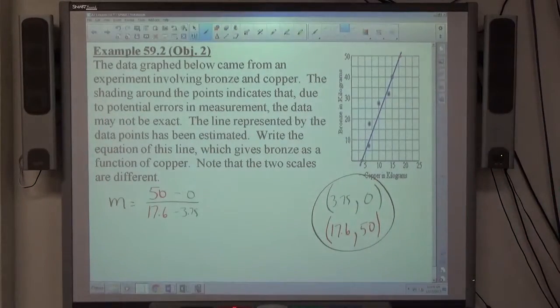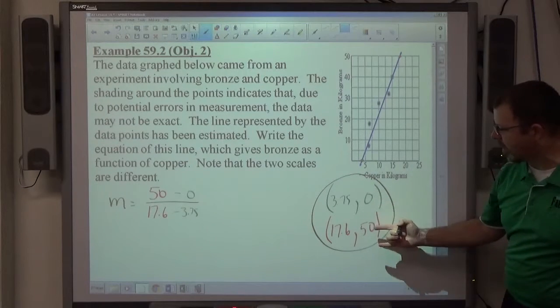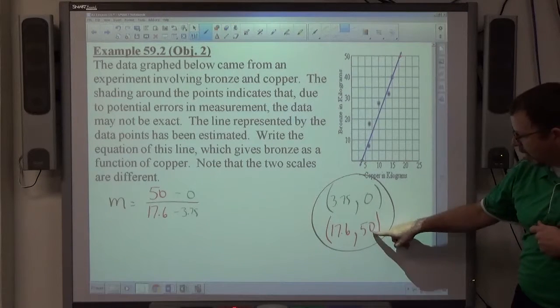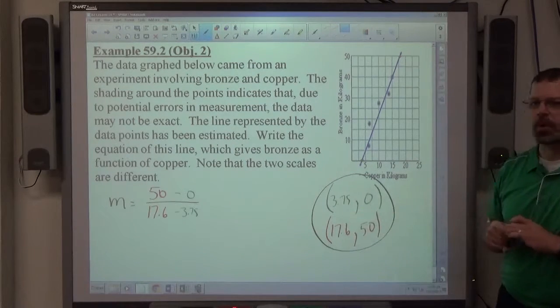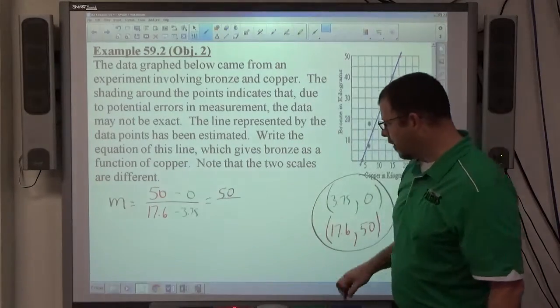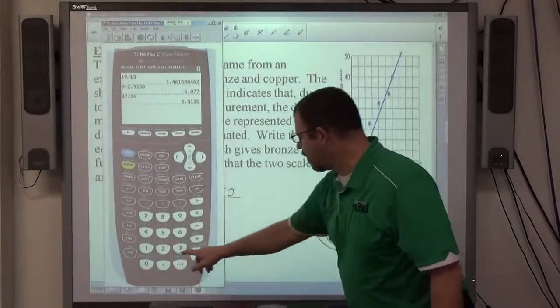That's how you find slope every time. Change in y over change in x. Make sure the y values, the second numbers, go on top, the first numbers go on the bottom. And again, make sure the order of subtraction is the same. 0.2 minus 0.1, 0.2 minus 0.1. 50 minus 0 is equal to 50, obviously. 17.6 minus 3.75 is a little bit more challenging.